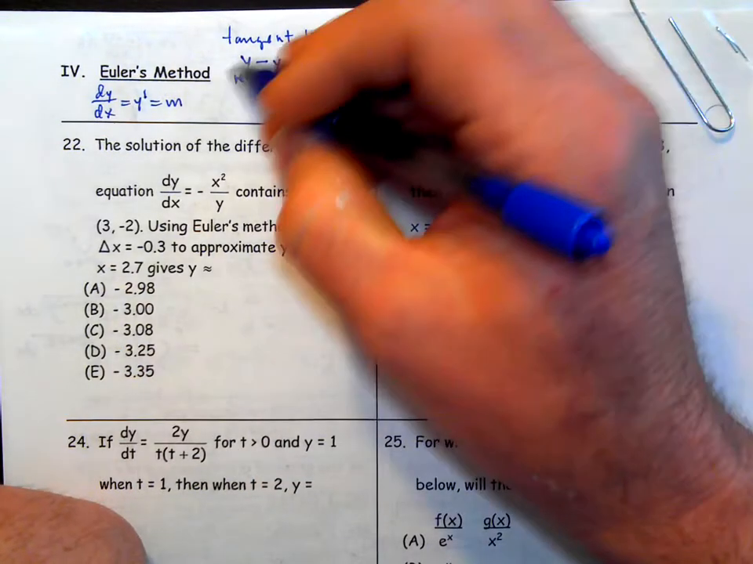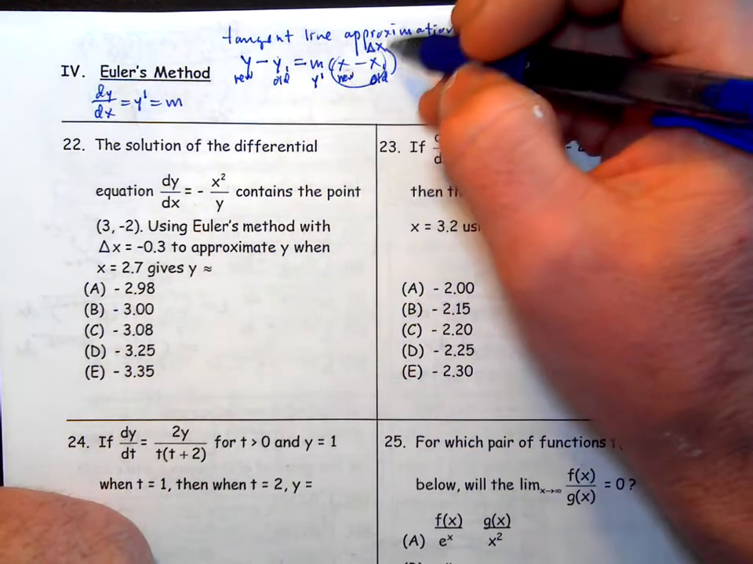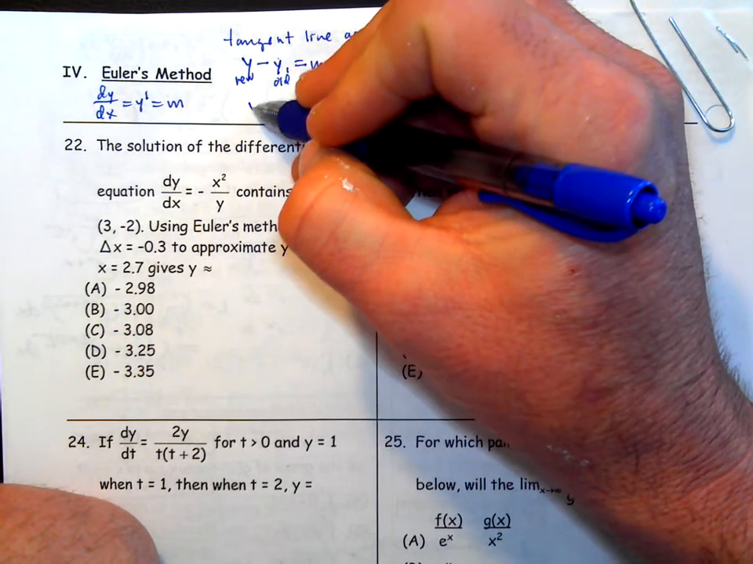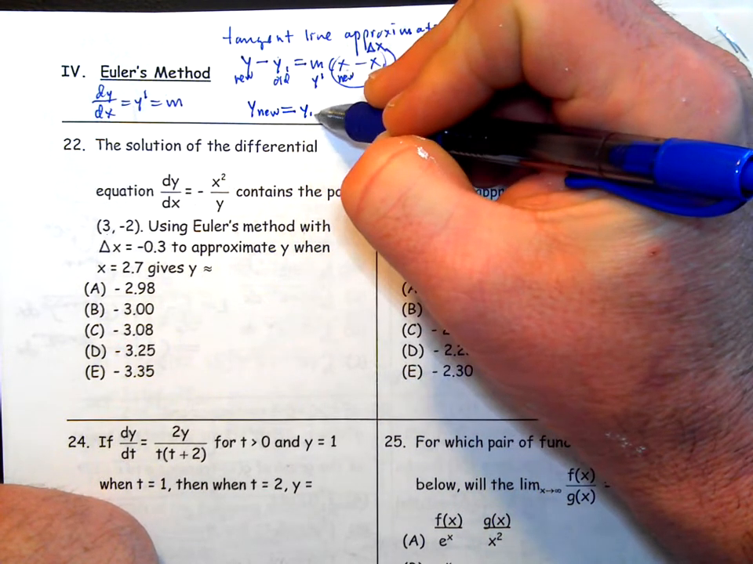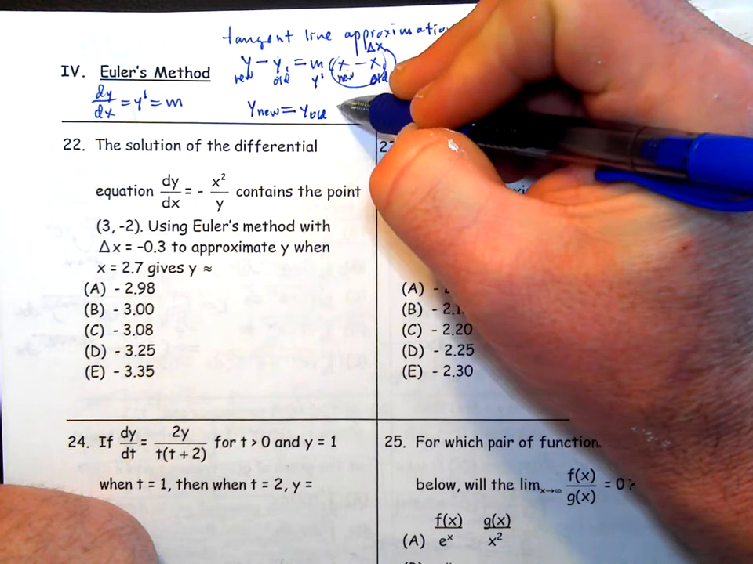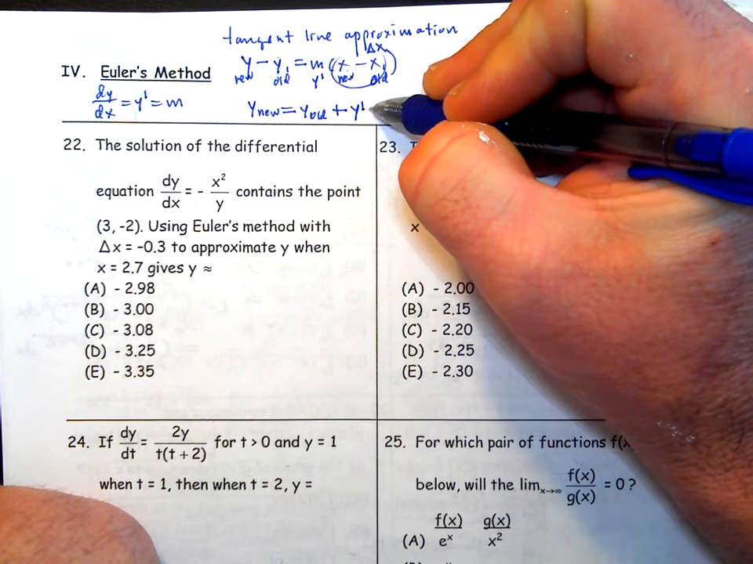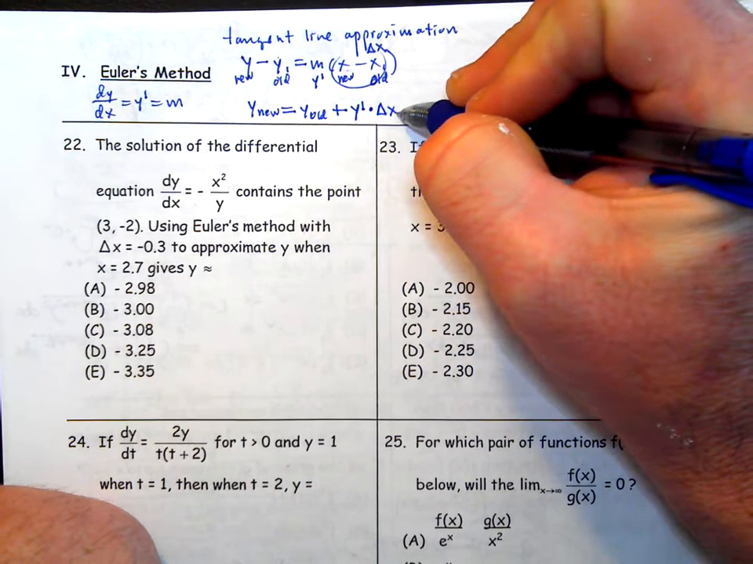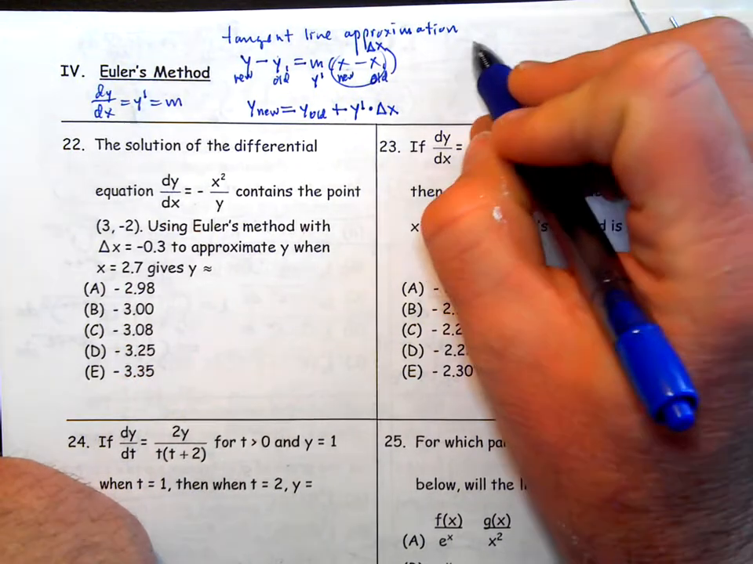So from this tangent line equation, the way that we usually use it, just looking at it a little differently, the new y is going to equal the old y, because we're going to move it over to the other side, plus the slope, the derivative, y prime, times delta x. So you can use this to do this table thing that we did.